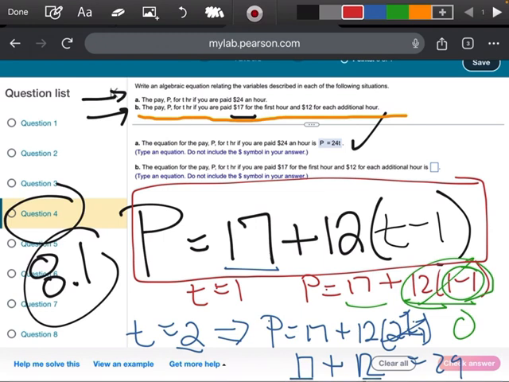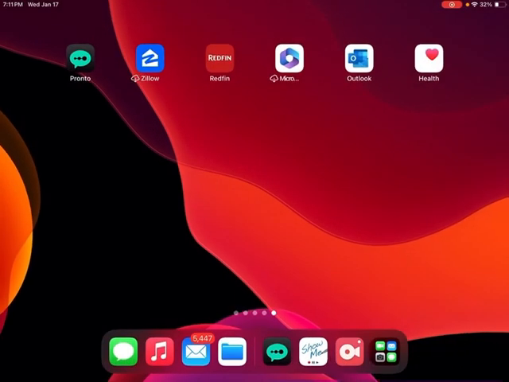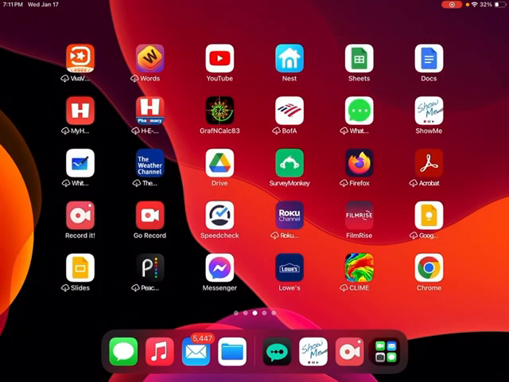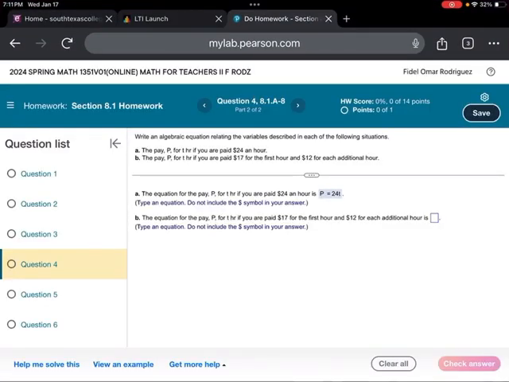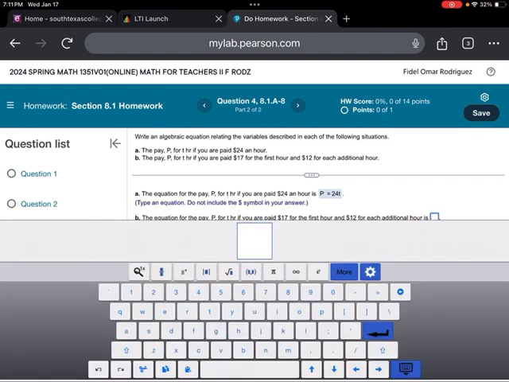Y'all, I want you to notice something. The letter P is a capital letter P. The letter T is a lowercase letter, okay? So guys, I wanna show you something. If I come back over here, let me get to my lab, here we go. If I come to my lab, okay, I need to enter a capital P. I wanna show you something, guys.